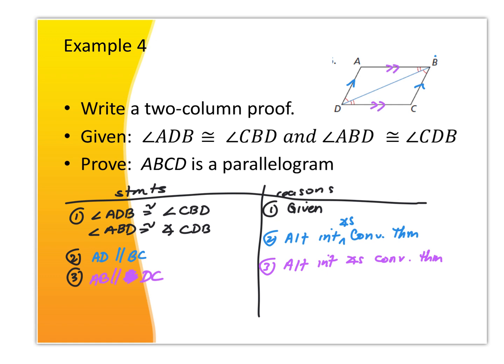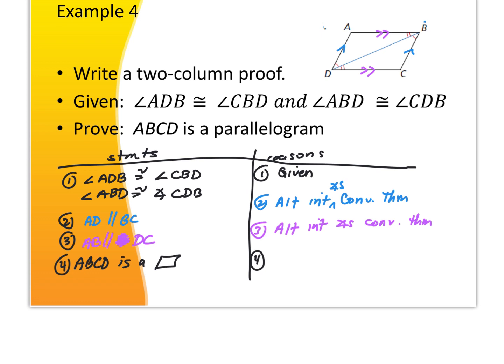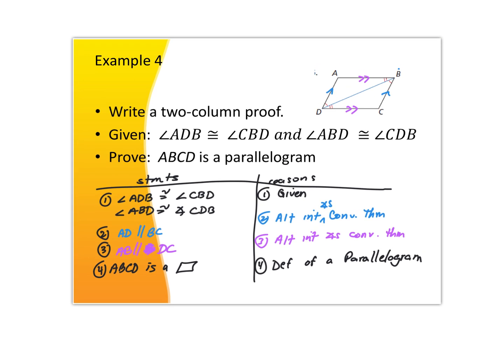And so now I can prove that ABCD is a parallelogram. The reason that I can prove it is because of the definition of a parallelogram. Remember, the definition says that if a quadrilateral has two pairs of parallel sides, then it's a parallelogram. So the definition is the one that gives me this final answer.